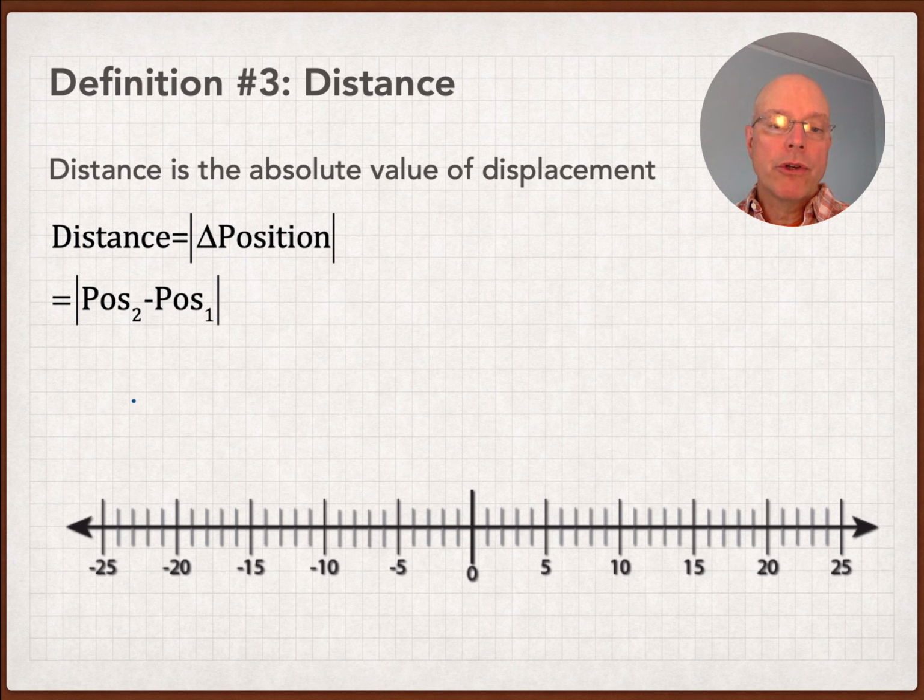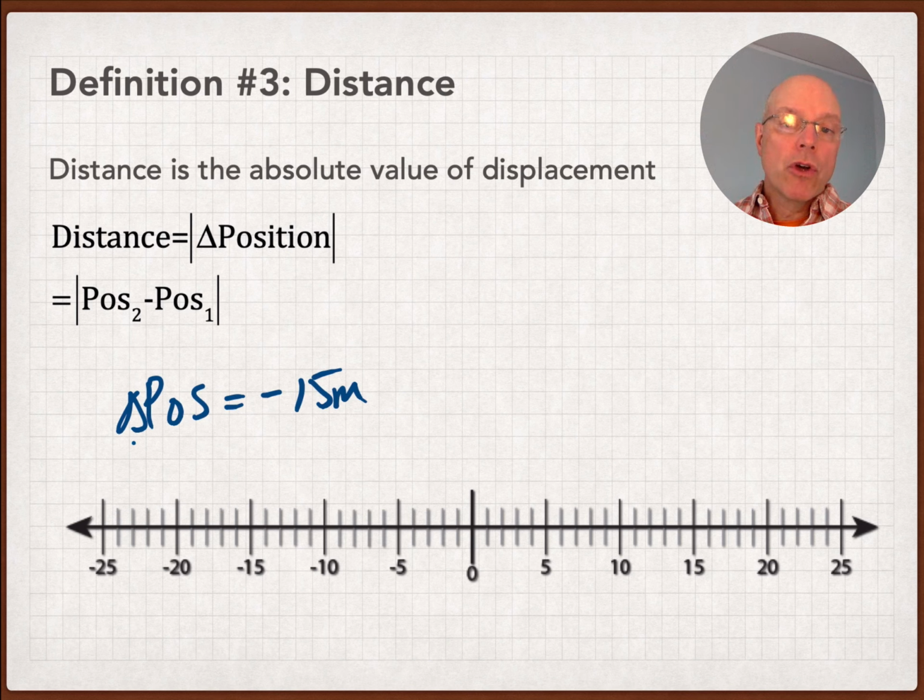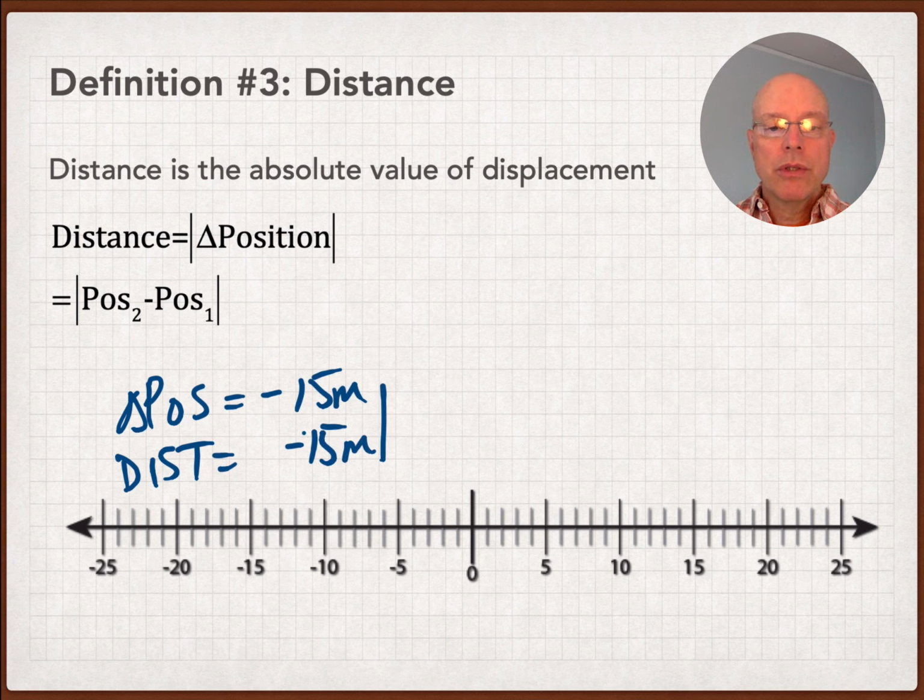If you go to all the trouble of getting displacement and the change in position is, I don't know, let's say it's minus 15 meters. If the question then asks you what's the distance, well, it's super easy to figure out because all you do is put this in absolute value symbols, and that equals plain old positive 15 meters.